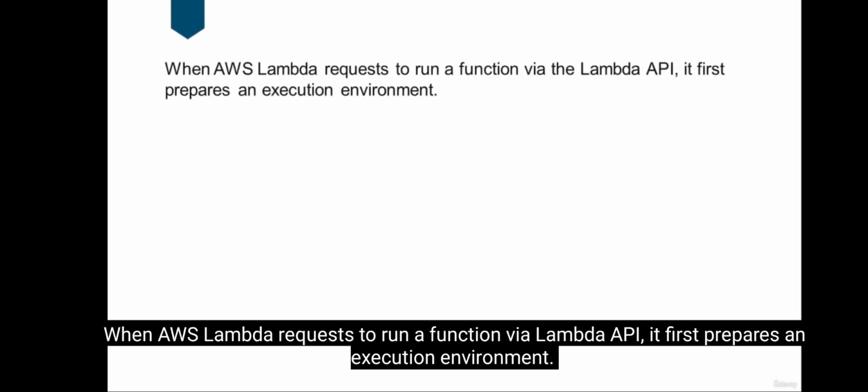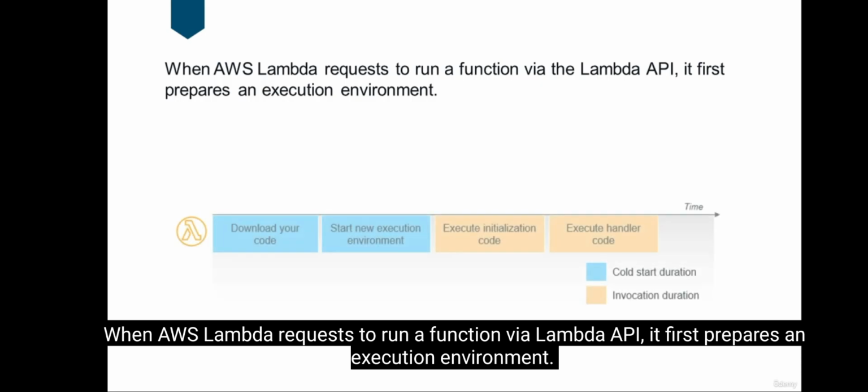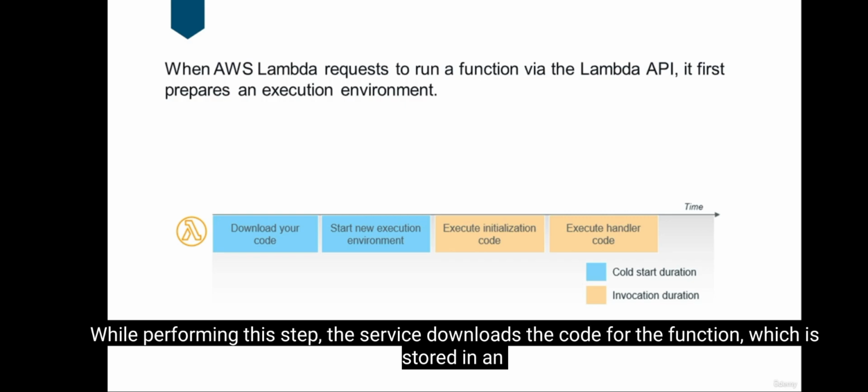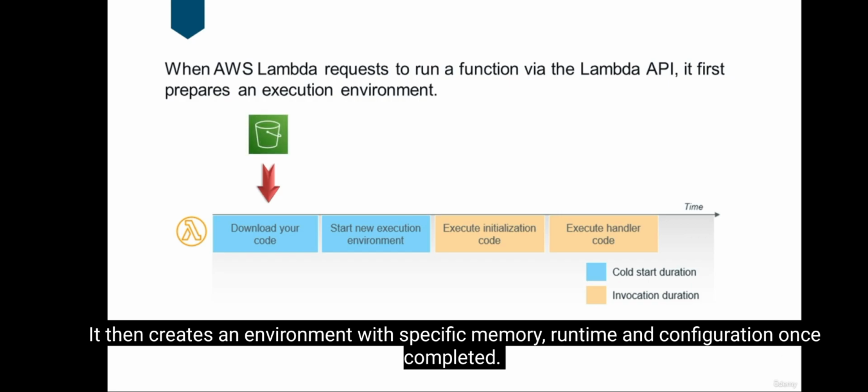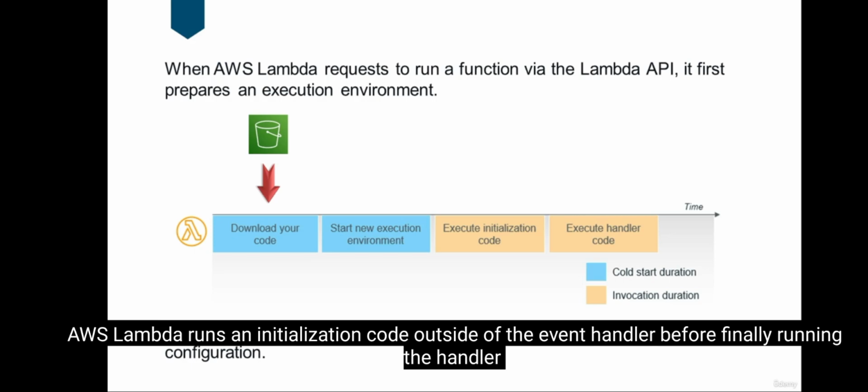When AWS Lambda requests to run a function via Lambda API, it first prepares an execution environment. While performing this step, the service downloads the code for the function, which is stored in an internal S3 bucket. It then creates an environment with specific memory, runtime, and configuration. Once completed, AWS Lambda runs an initialization code outside of the event handler before finally running the handler code.